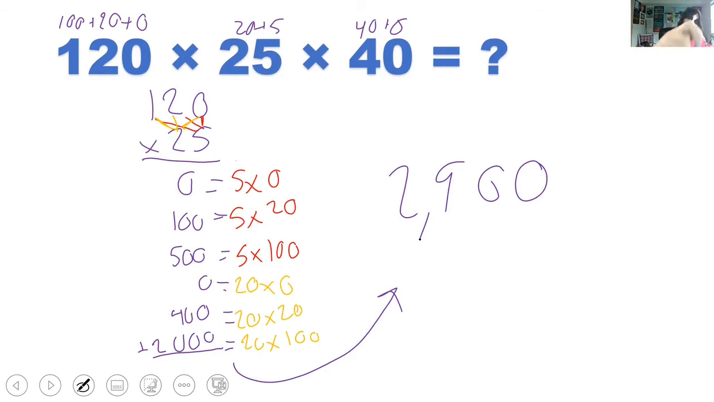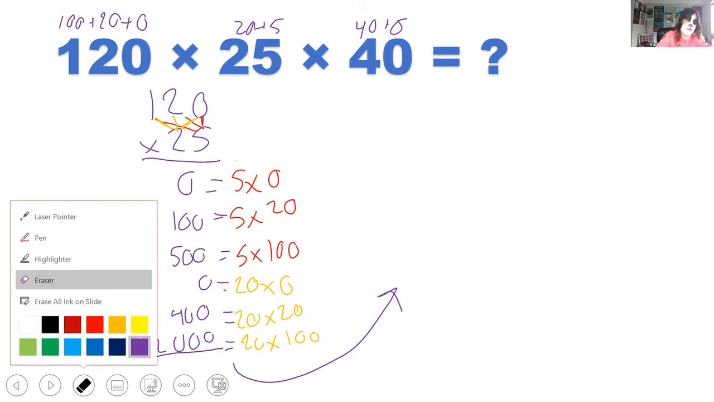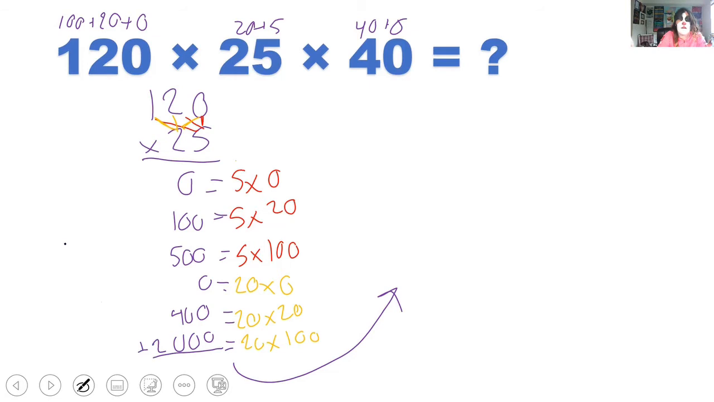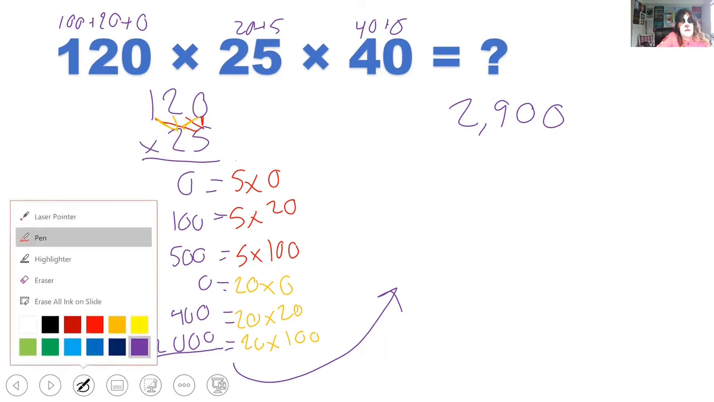In fact, I probably should have written that smaller. I'm going to erase that. And in fact, write that smaller. $29,900. Scratch that. It's not 29,100. I did my math wrong. Bad, Miss Mordite. Okay.